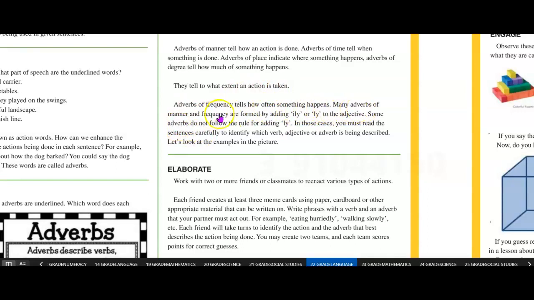Many adverbs of manner and frequency are formed by adding ILY or LY to the adjective. Some adverbs do not follow the rule by adding ly. In those cases, you must read the sentence carefully in which the verb, adjective, or adverb is being described.